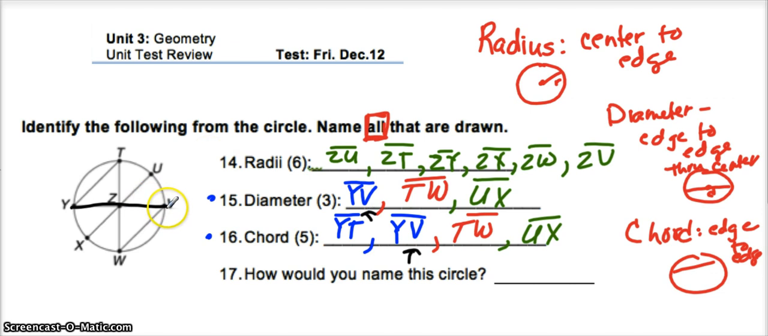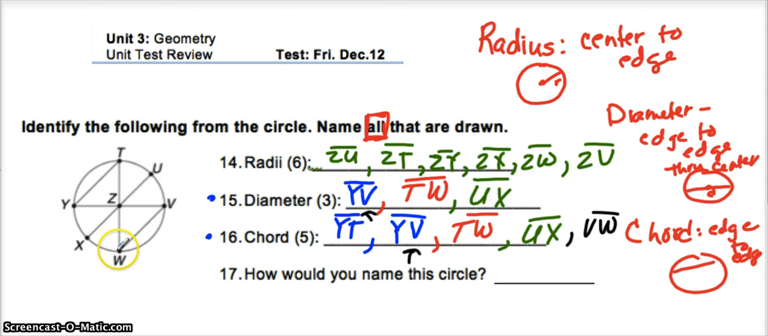So now let's take the other line segment that has an endpoint of V, and that's VW. We go from one edge of the circle to the other, and that makes it a chord. It does not go through the center, so we will not also call it a diameter.